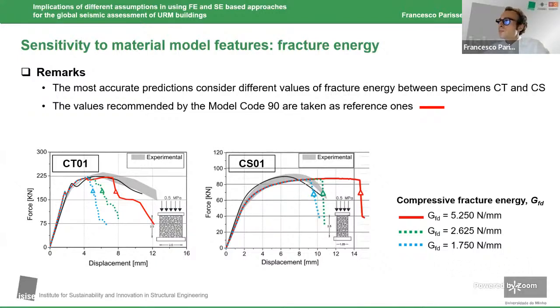In particular, we saw that the most accurate prediction considers different values of fracture energy between specimens with a different aspect ratio, for example, for CT01 and CS01. As you can see, when the displacement capacity is compared to the experimental one, we have different trends and actually opposite trends between the two specimens.